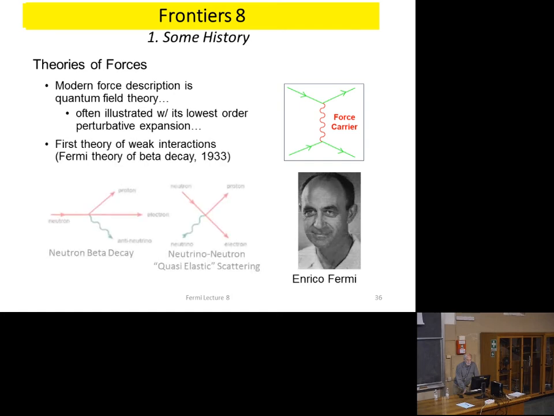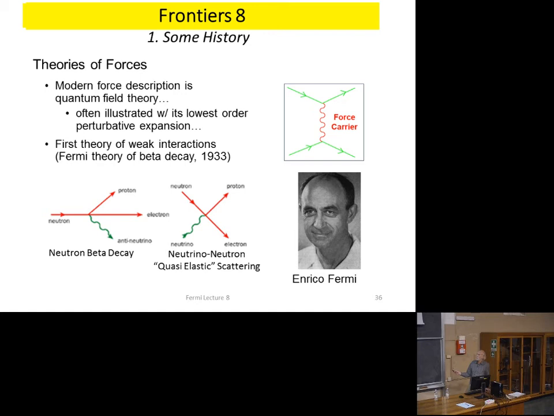And so that's shown here. We have basically, in a modern description in quantum field theory, we usually show in lowest order a picture like I show in the upper right-hand corner. And this would be the force carrier of the weak interaction, the Z or the W boson. And I showed you the discovery of those in the last lecture. The first theory on weak interactions that Fermi introduced wasn't quite as sophisticated yet. But he saw that the neutron decayed into a proton, an electron, and an antineutrino.